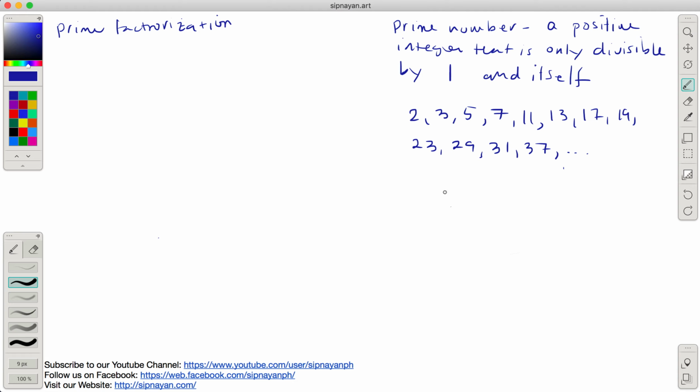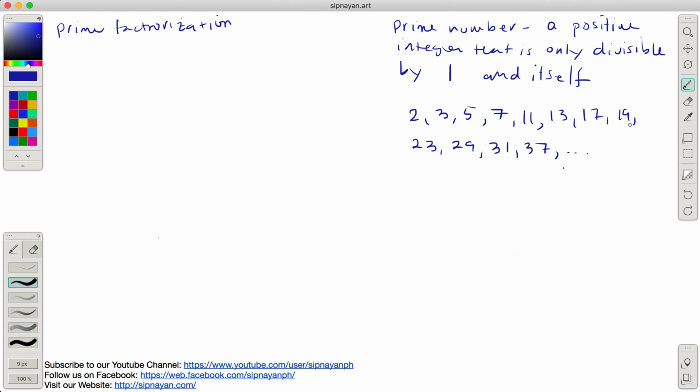Bakit hindi prime number ang 9? Kasi 9 is divisible by 1, 3, and 9. So, other than 1 and itself, meron siyang ibang divisor. So, hindi siya prime number. Okay? So, ano kailangan ng prime number sa prime factorization?